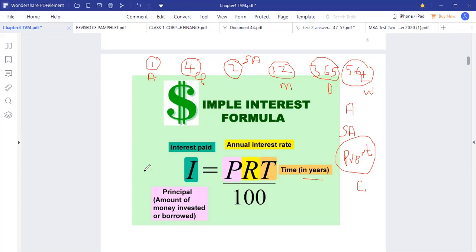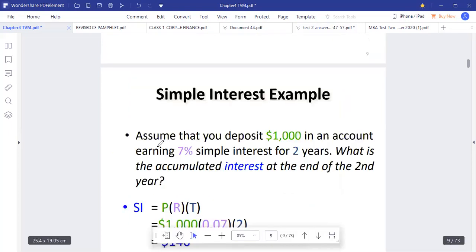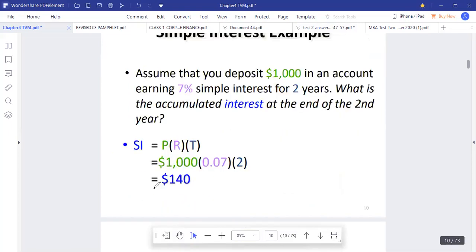Then we said whenever we're compounding, what are the two effects? Our interest rate is always divided by M, and our time is always multiplied by M. Correct.